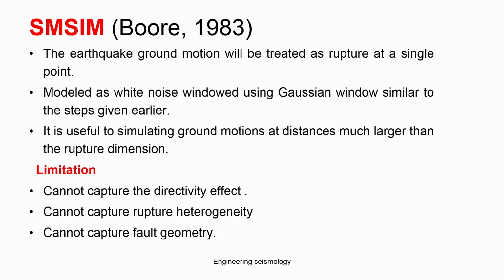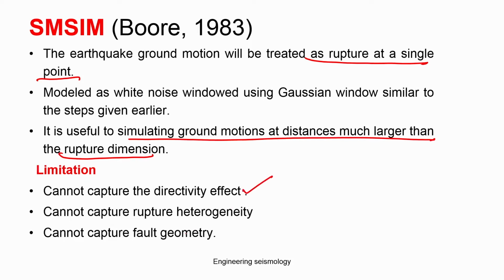So, the SMSIM model was developed by Boore in 1983. The earthquake ground motion is treated as a rupture at a single point. So, he treated that as a point source. Okay. So, it is modeled as a white noise windowed using the Gaussian window, similar to the steps given earlier, useful for simulating the ground motion at a distance much larger than the rupture dimension. So, the rupture dimension should be smaller and the distance where you simulate should be larger. It cannot capture rupture directivity, cannot capture rupture heterogeneity, cannot capture the fault geometry. So, these are all the limitations of this model.